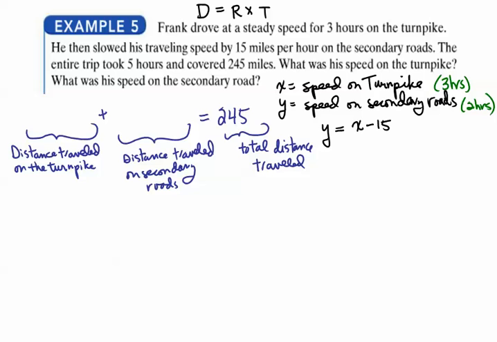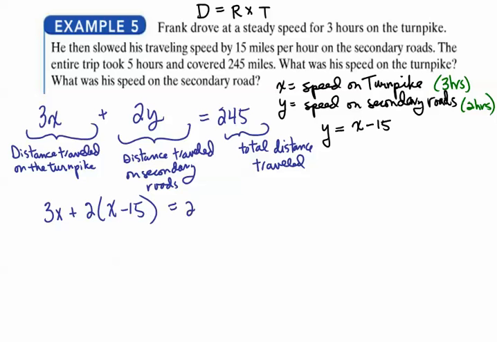Now, how do we make up the distance traveled on the turnpike? Well, distance equals rate times time. The rate on the turnpike is x. The time was 3 hours, and so we have 3x for that. The distance traveled on the secondary roads would be rate, y, times time, 2 hours. But we can also write that as 2y, and then we know another way to express y, and that is as x minus 15.